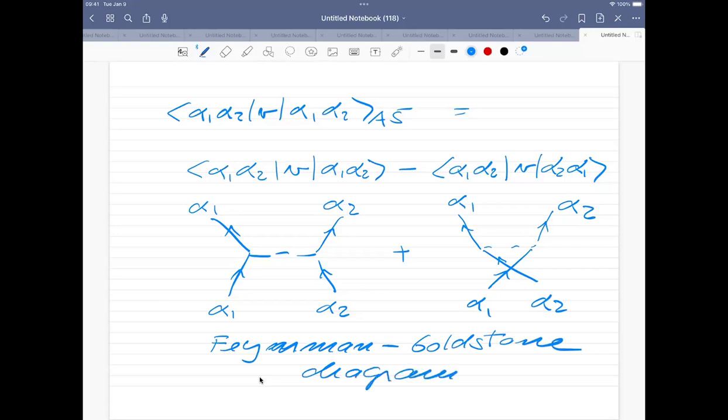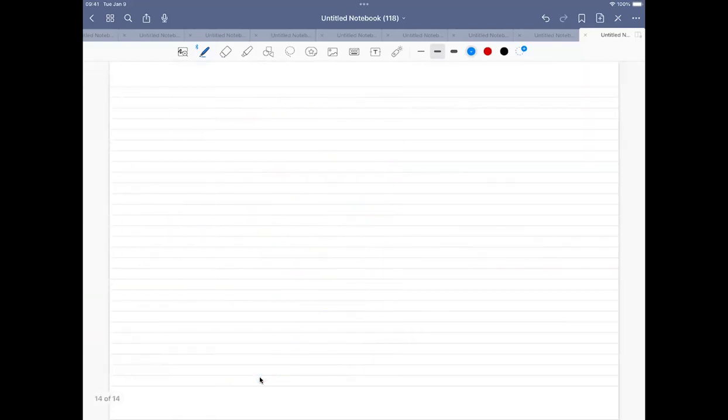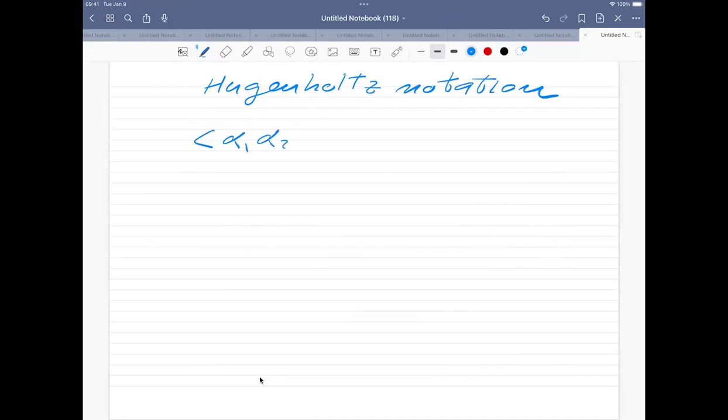It's common to sandwich these two into one term. What you would often see is something called the Hugenholtz notation, after a Dutch physicist, I think he was Dutch. That means you represent the anti-symmetrized matrix element with just one diagram. Then it's common to write it in terms of this box here, where the interaction takes place, and then you have alpha 1, alpha 2, and alpha 1, alpha 2.